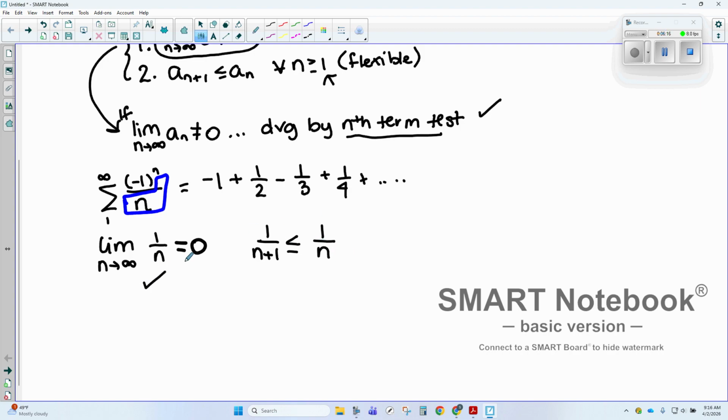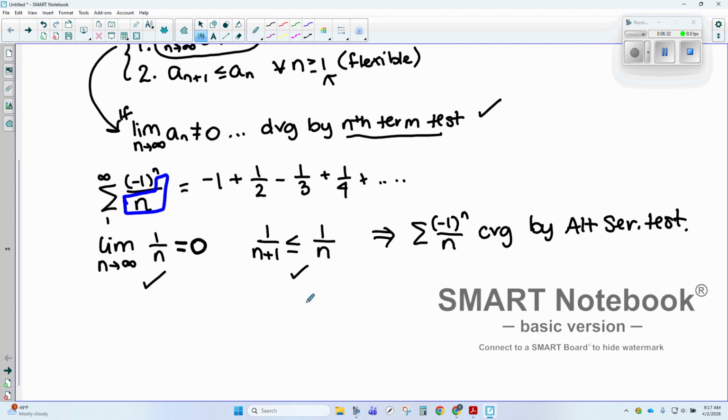But here I've got my terms going to 0. I've got them decreasing. So I can say that my series converges by the alternating series test.